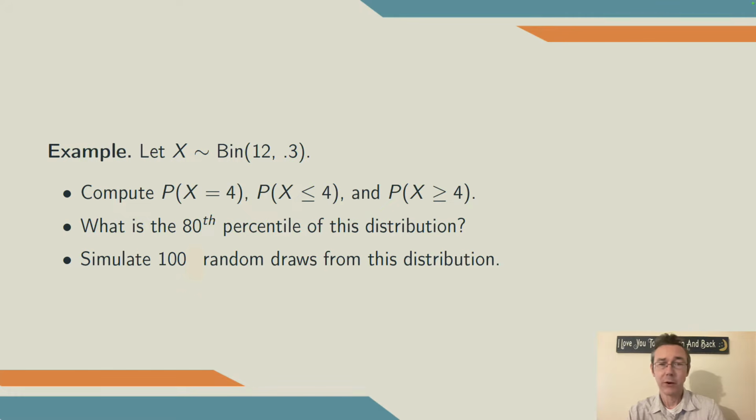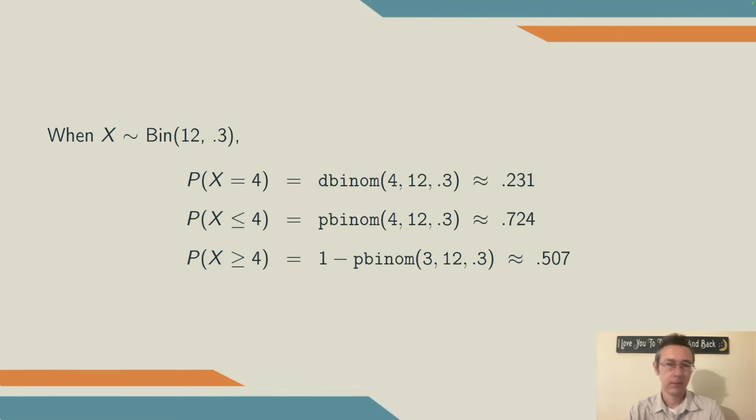Suppose we have a random variable X that has a binomial distribution with parameters n equals 12 and p equals 0.3. So we're doing 12 Bernoulli trials with a 30% chance of success on each one. I want to compute some probabilities, then find a percentile, and then generate some random values. And I want to do all of this using R. Let's start with those probabilities.